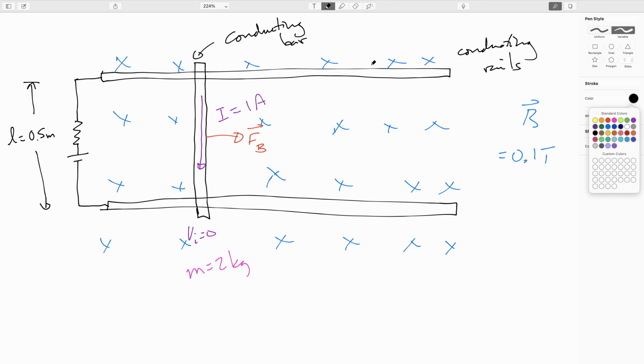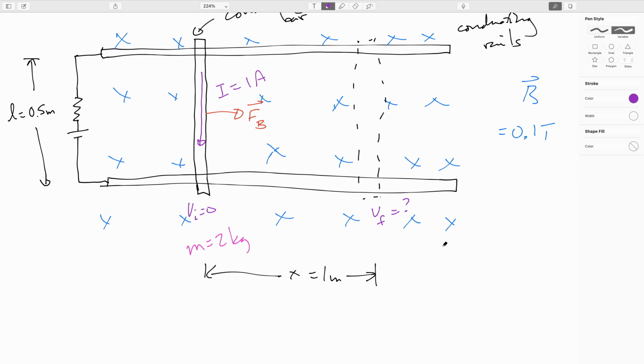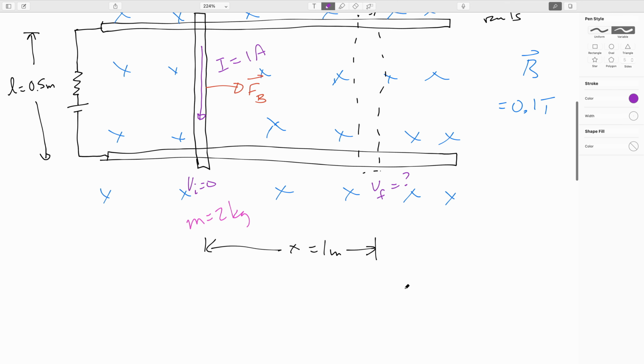So let's think about the bar once it's traveled 1 meter. Let's figure out how fast it's going at the end. Okay, so this harkens back to doing mechanics. We realize that this is a kinematics problem, except that you're missing 2 of the kinematic variables and you're only allowed to be missing 1. You don't have the time, and you also don't have the acceleration. But we can buy ourselves the acceleration from Newton's second law.